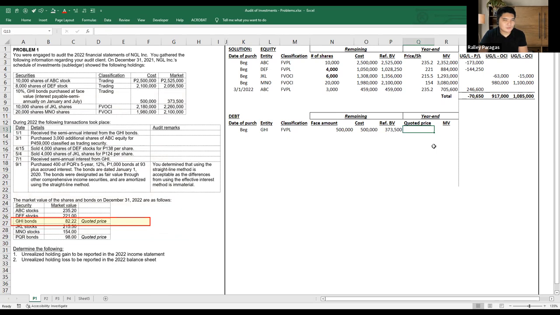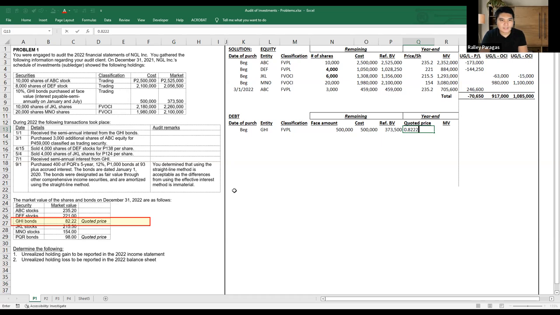So paano ba nating interpret yun, sir, pagdating sa measurement ng ating fair value? So pag nag-state kasi ng market value for bonds or debt instruments, yung quoted price is actually a percentage of the face amount of that particular holding. So for this instance, yung 82.22 na yan, that's the quoted price. You state, kunin mo yung face amount, multiply mo sa 82.22% nung face amount ng bond para makuha mo yung market value. That's basically how you interpret the quoted price.